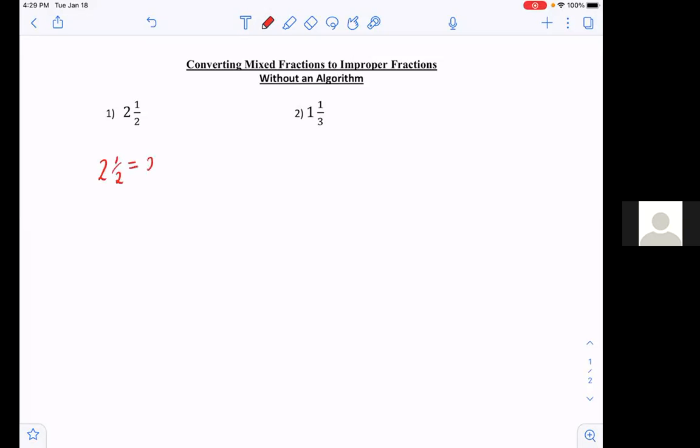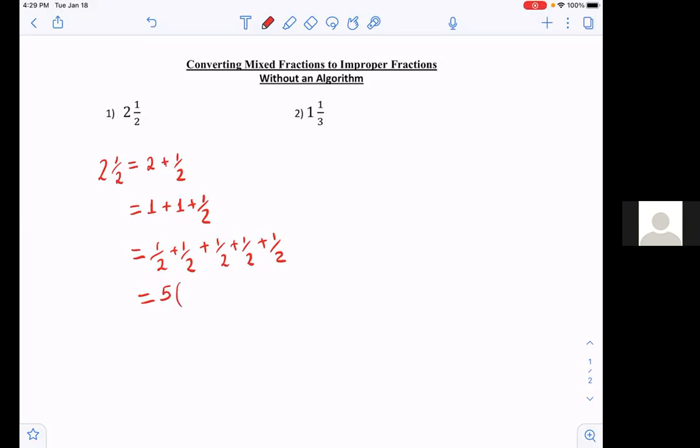2 1/2 is the same as 2 plus a half. This is the same as saying 1 plus 1 plus a half. In 1, there are 2 halves. In the other one, there are 2 halves. And so in total, we have 5 halves.